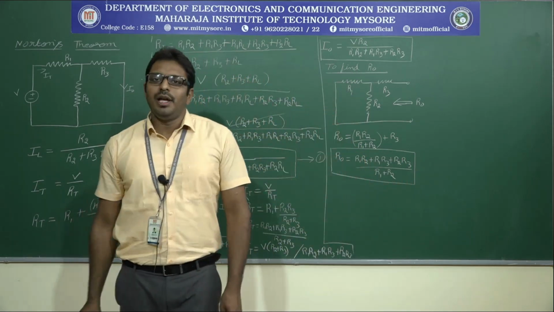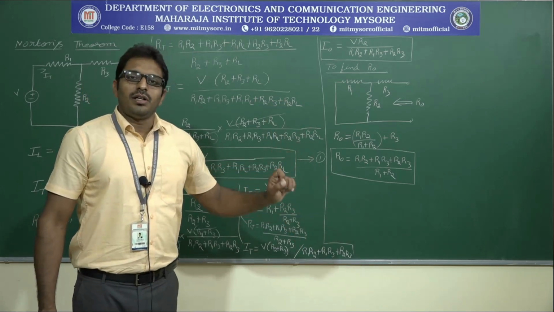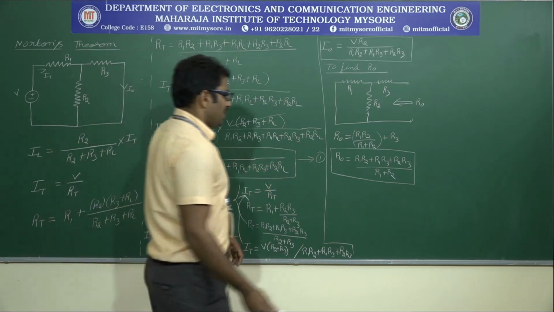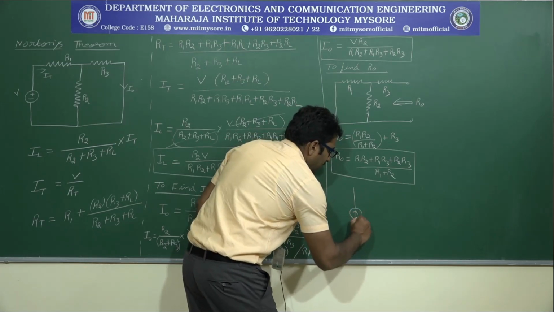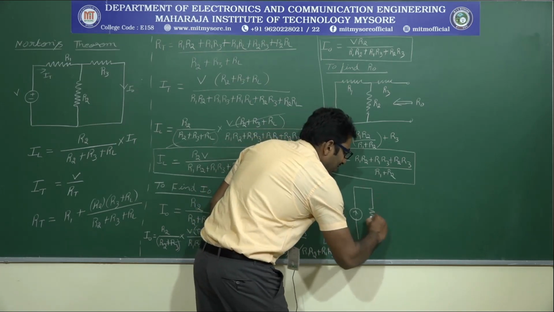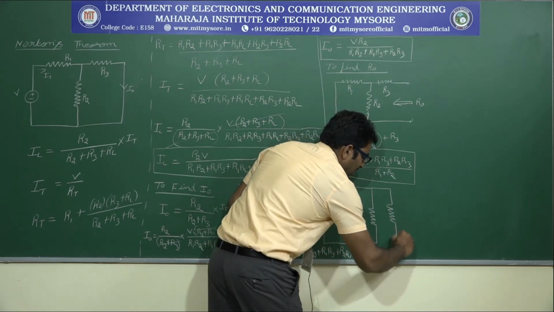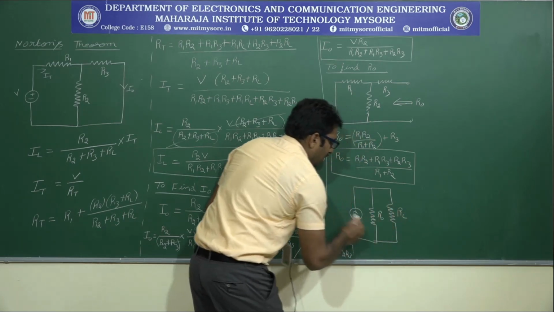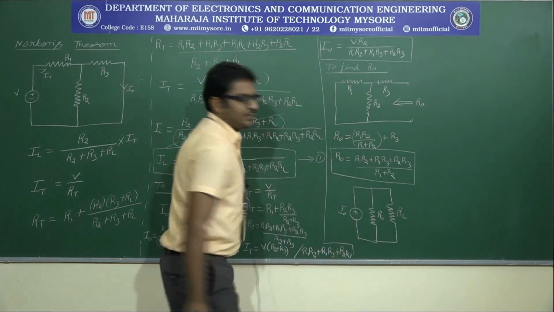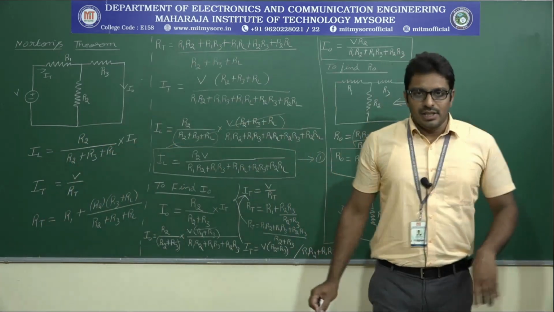Next, by knowing I naught and R naught, we can write Norton's equivalent circuit. How is the Norton's equivalent circuit? I naught in parallel with R naught. This combination is connected across the same load resistance RL. What is this R naught? Then what is this I naught? Is that clear?